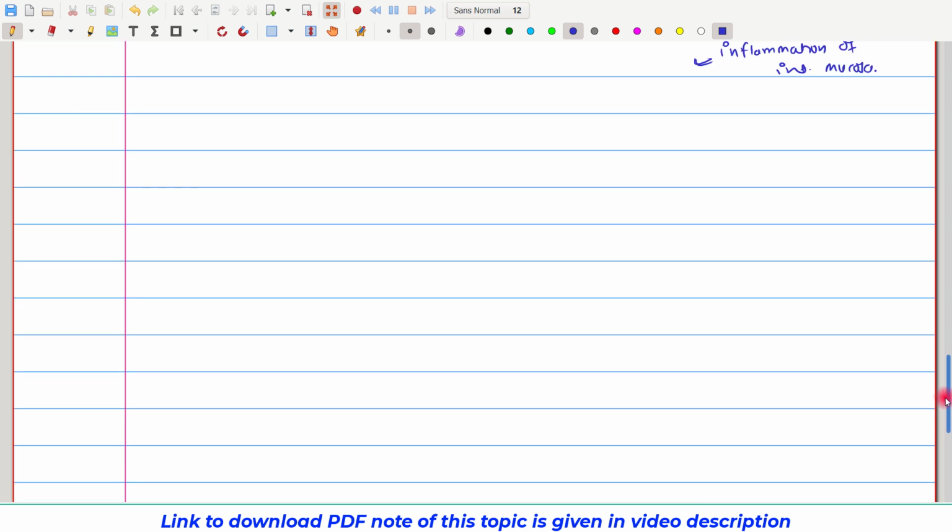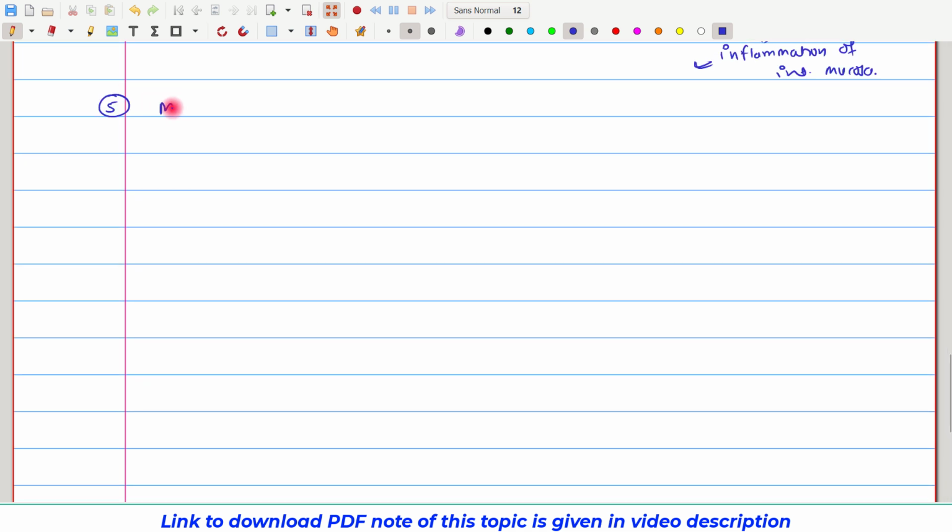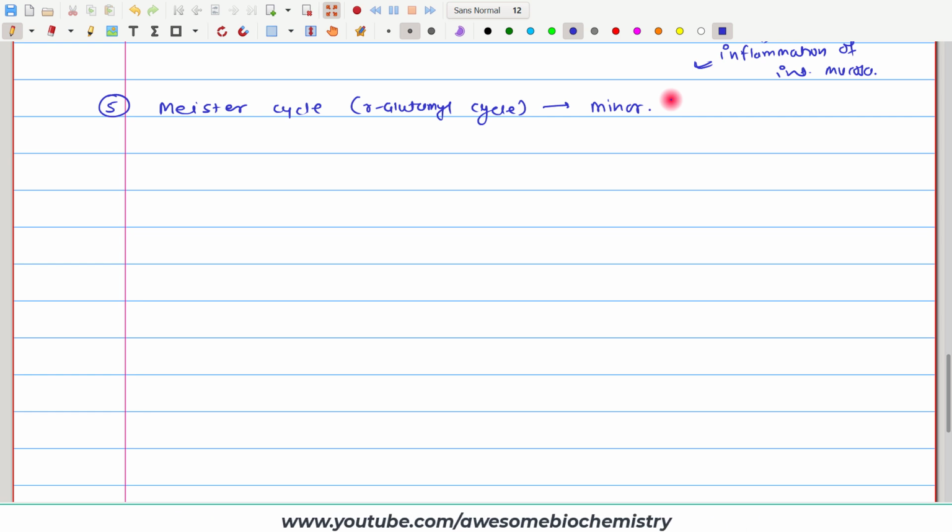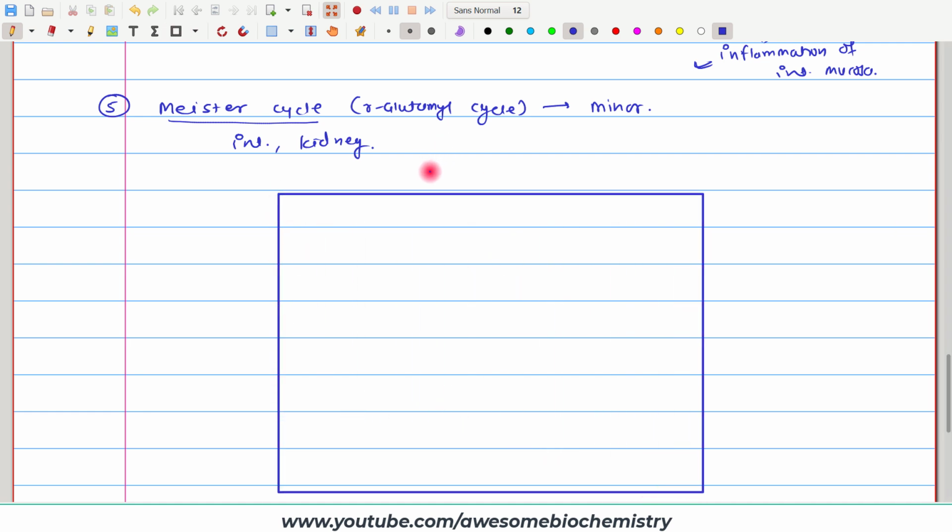Now, the last mechanism that we need to discuss is the Meister cycle, which is also called the gamma glutamyl cycle. Now, this plays a very minor role in the absorption of protein. This Meister cycle is operative in the intestine as well as the kidney. Now, here suppose this is the intestinal cell, on this side there is a lumen, and on this side we have blood.